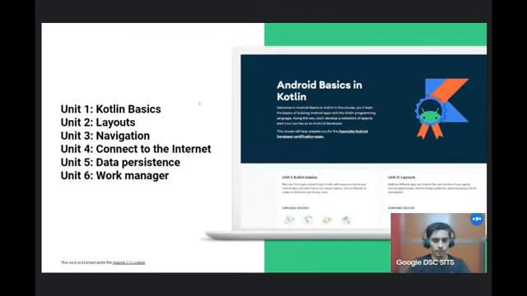As you can see, this course includes a total of 6 units, which are for beginners to intermediate programmers. Unit 1 is about the Kotlin basics, which you will need while developing the Android application. In Unit 2, as we just saw, you will learn more about layouts.